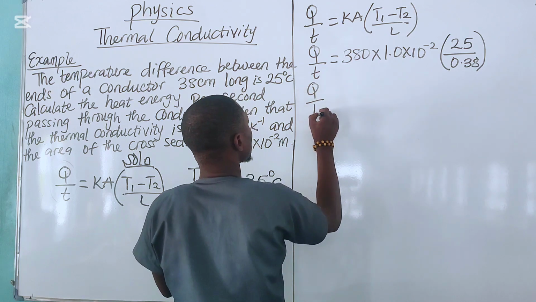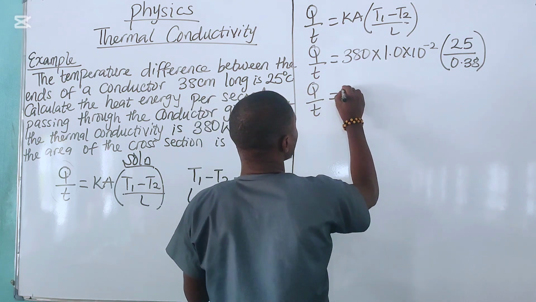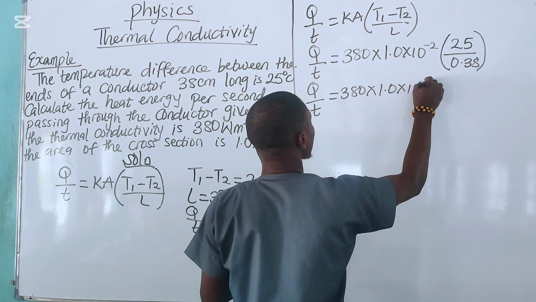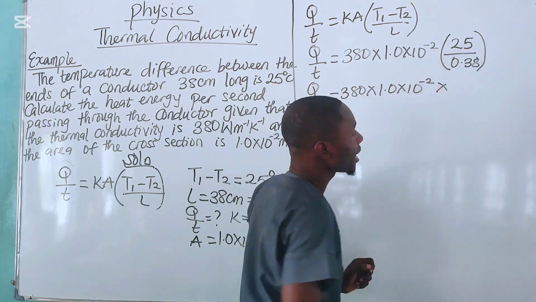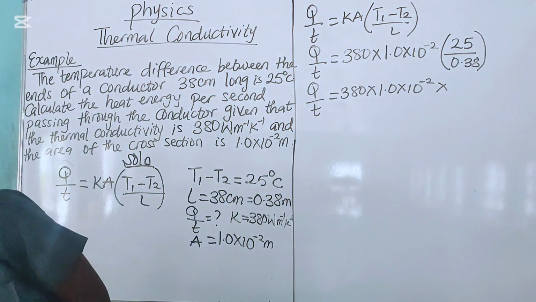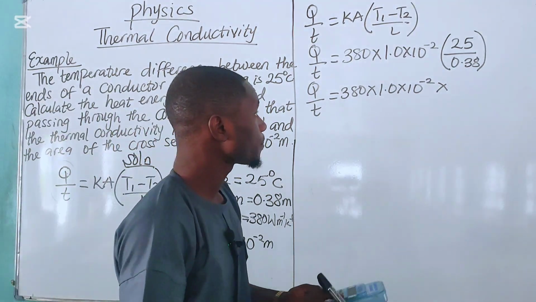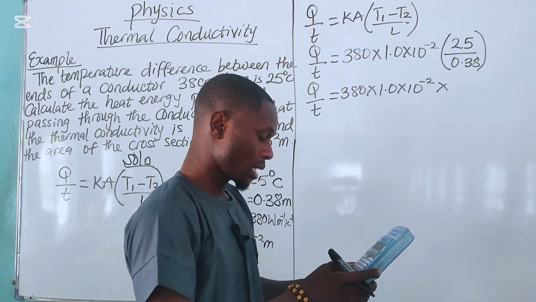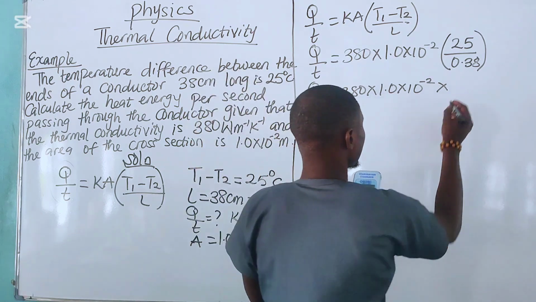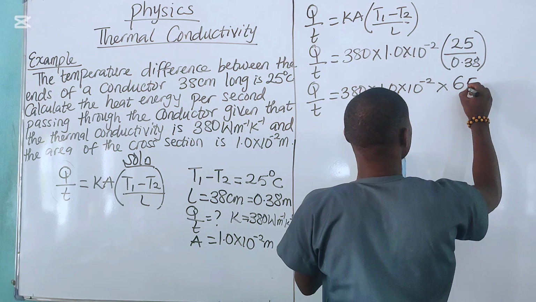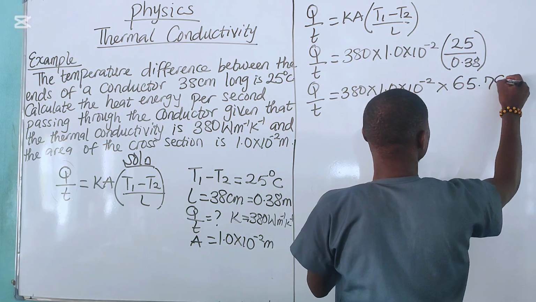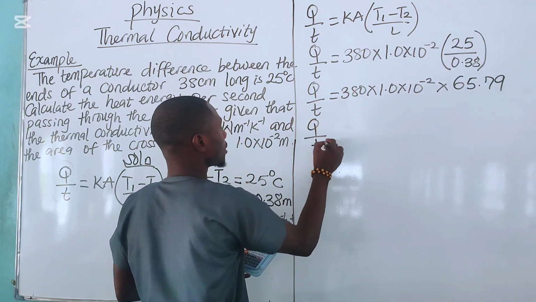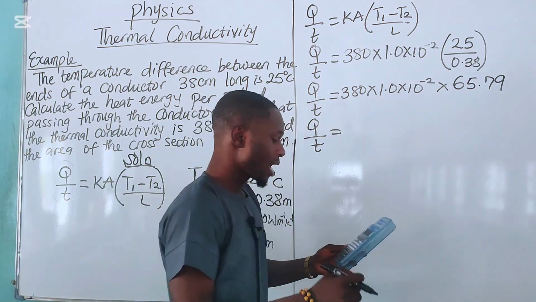Okay, so Q over T now becomes 380 times 1.0 times 10 power minus 2 times 25 divided by 0.38. So I will use my calculator to obtain that. So I have 25 divided by 0.38. So I have 65.79 approximately. All right, so Q over T now becomes, multiply everything together.